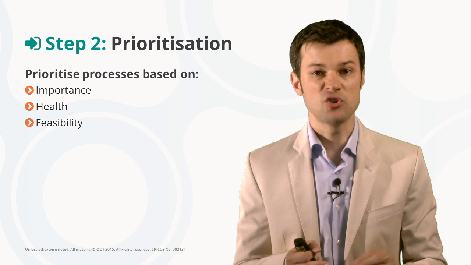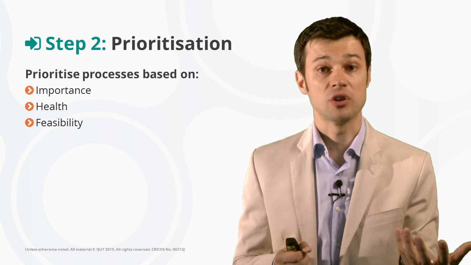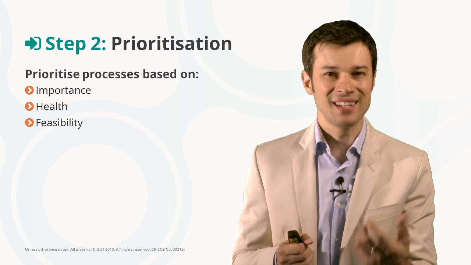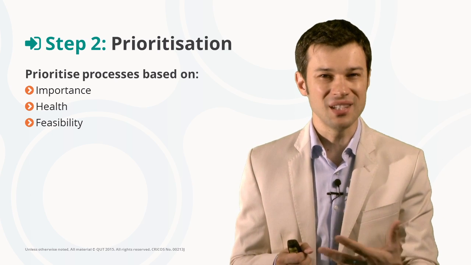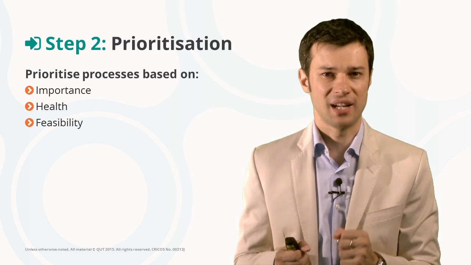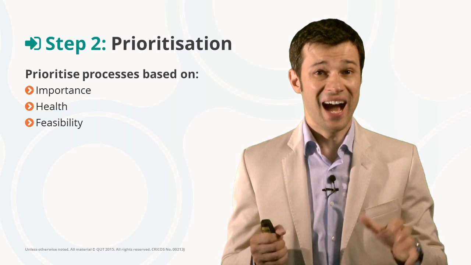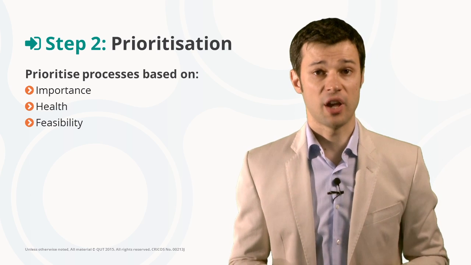And the feasibility, which measures the susceptibility of the process to being changed. So here we need to take into account the political and cultural environment of the organization. For example, there are processes whose process owners are very reluctant to being changed.